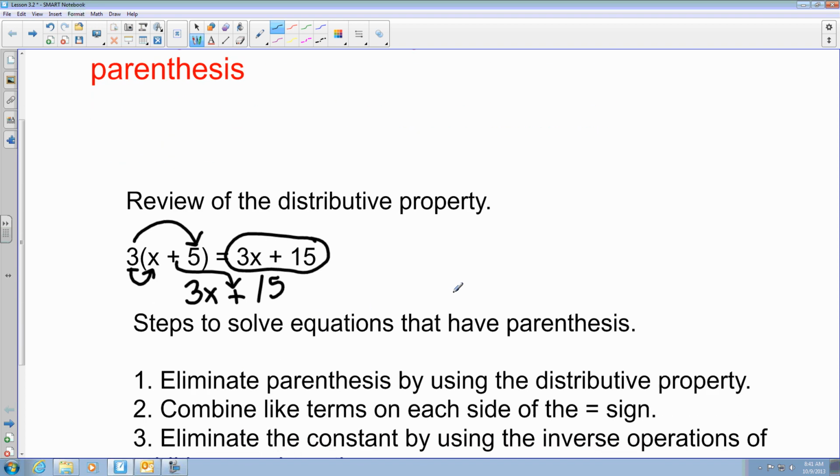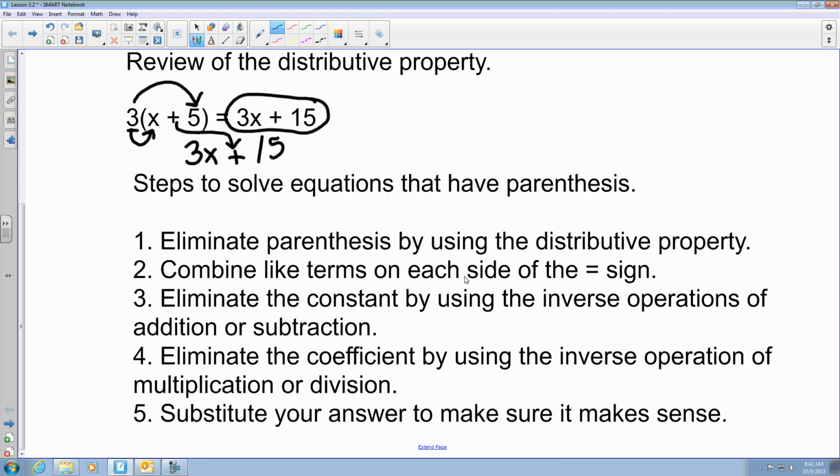So when we are solving equations that have both parentheses and like terms, the first thing we're going to do is we're going to eliminate parentheses by using the distributive property, which I just showed you from the review. Second step, we're going to combine like terms on each side of the equal sign. And then steps 3, 4, and 5 are just like it was from section 3.1.